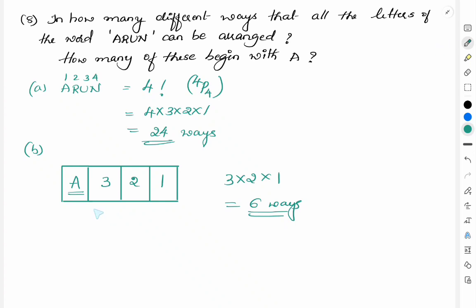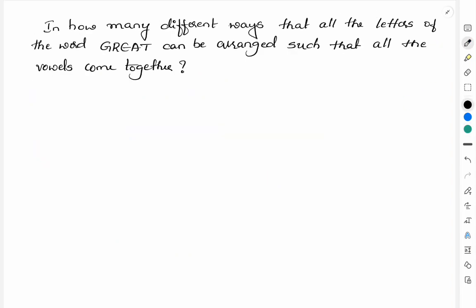By using the formula, I can tell that the remaining 3 letters have to be arranged in 3 different places, which is nothing but 3P3, which is equal to 3 factorial, nothing but 6 different ways of getting the word Arun starting with A. And the next question is, in how many different ways can all the letters of the word GREAT be arranged such that all the vowels come together?